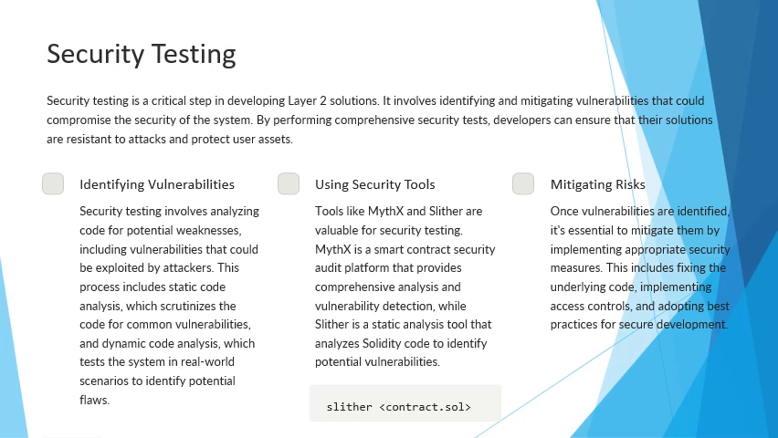Tools like MythX and Slither are valuable for security testing. MythX is a smart contract security audit platform that provides comprehensive analysis and vulnerability detection, while Slither is a static analysis tool that analyzes Solidity code to identify potential vulnerabilities. Once vulnerabilities are identified, it's essential to mitigate them by implementing appropriate security measures. This includes fixing the underlying code, implementing access controls, and adopting best practices for secure development.